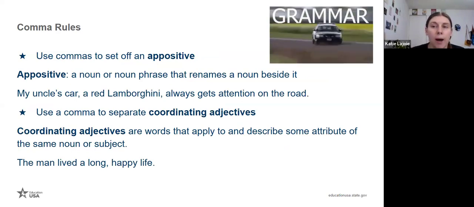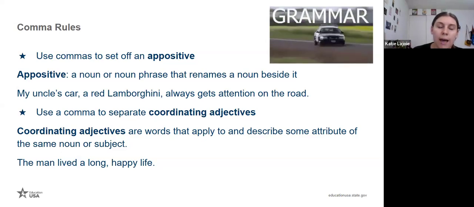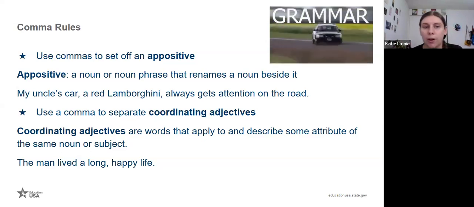Another way to think of an appositive is extra details or extra information that you could take out of the sentence and it would still make sense. So if I said, my uncle's car always gets attention on the road, that's a complete thought, that's a correct sentence, but I'm adding in a red Lamborghini, which is the appositive, that's the extra details, so I put that phrase in between two commas.